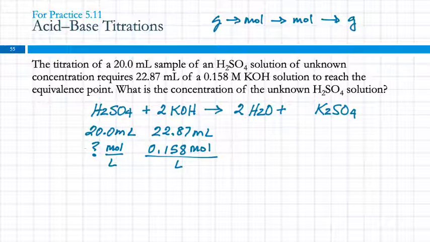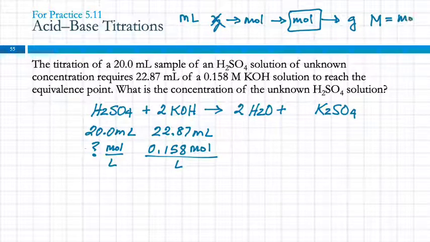So moles to moles in the middle, but what am I starting with? I'm not starting with grams. I've got milliliters. And what am I ending up with? Well, I want moles per liter. So what I really need is moles, and then divide by the liters, right? Molarity is moles divided by liters. So if I stop at moles here and then divide by the volume in liters, I'll have my molarity. Any questions?